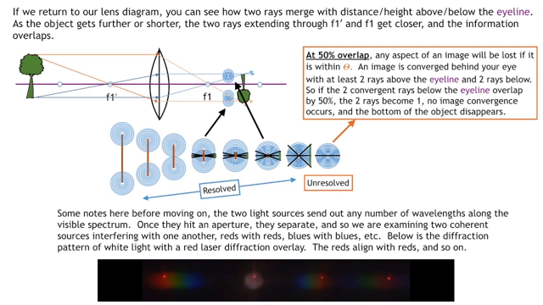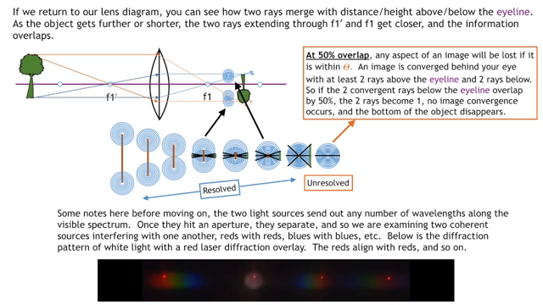So again, at 50% overlap, any aspect of an image will be lost if it is within theta. An image is converged behind your eye with at least two rays above the eye line and two rays below. So if the two convergent rays below the eye line overlap by 50%, the two rays become one. No image convergence occurs, and the bottom of the object disappears.